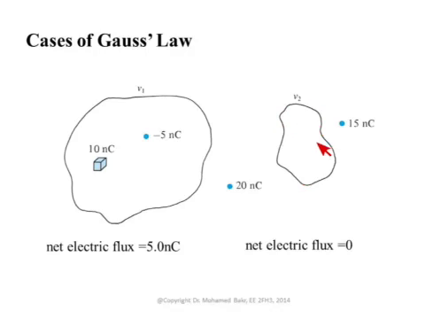no charge. There's no charge enclosed. Then, even though there are charges just outside the surface, the net flux over this surface must be zero. The flux flowing in will be equal to the flux flowing out. There is no net electric flux. So it all depends on whether there is a charge inside this closed surface or not.